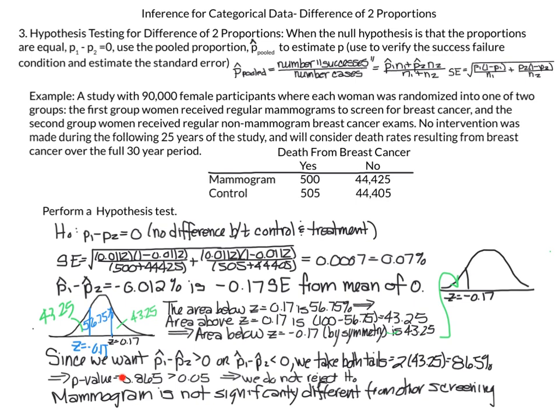Our p-value then is 0.865, which is greater than the 0.05 that we often use as our level of rejection. This problem didn't give you an alpha value, so we're just going to assume 0.05. So we do not reject H0. In other words, the mammogram is not significantly different from other screening, because 86.5% of the time we're going to expect something greater than z equals 0.17 or less than negative 0.17.